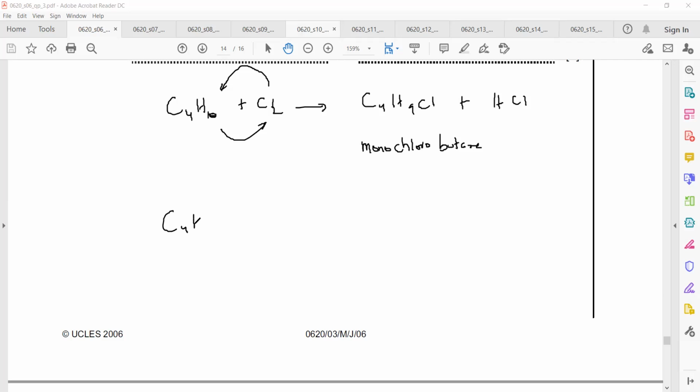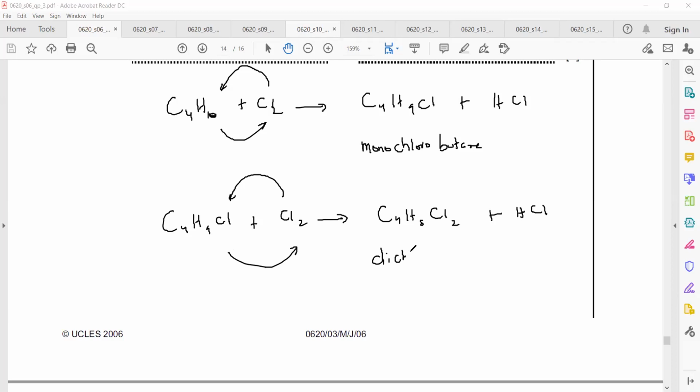Then this C4H9Cl, the product of the first reaction, reacts with another chlorine molecule, again a substitution reaction. One chlorine enters, one hydrogen leaves. So it will form C4H8Cl2 plus HCl. So two chlorines are there. When two chlorines are there, we call it dichloro. And because of 4 carbon and a single bond, it will be butane. So what are the two products formed which contain 4 carbon atoms per molecule?